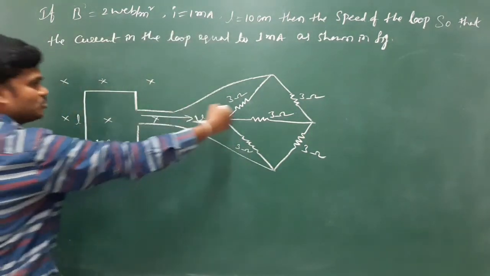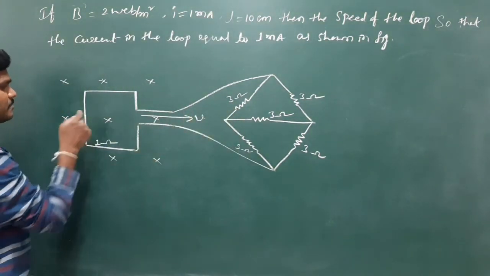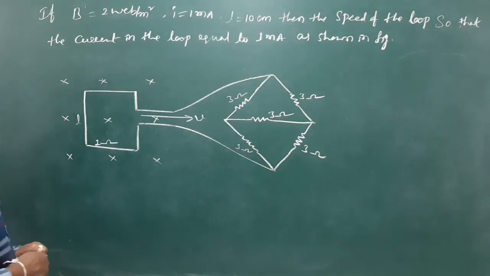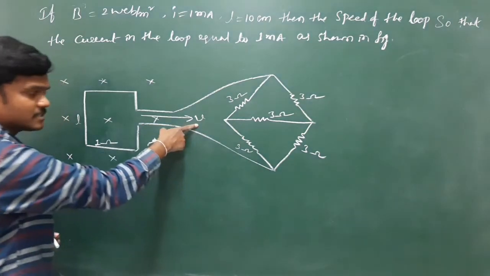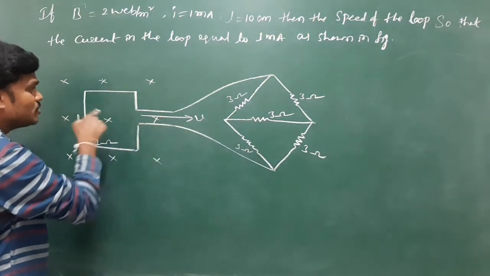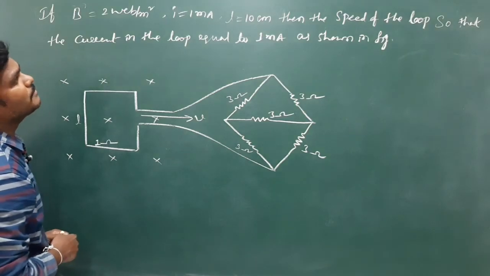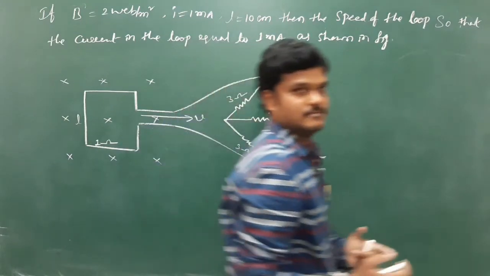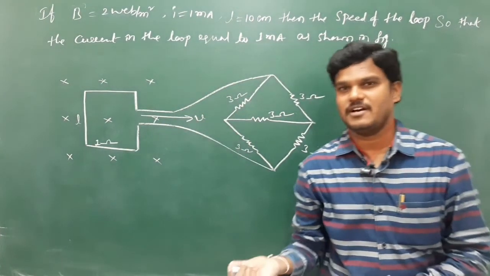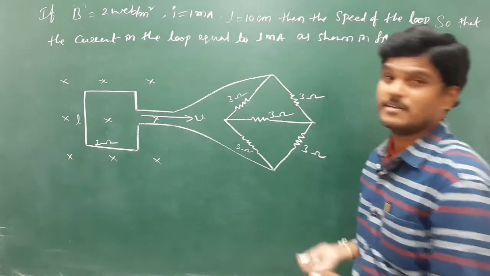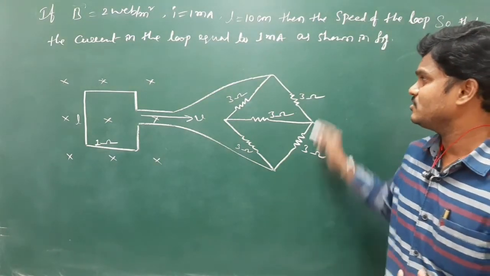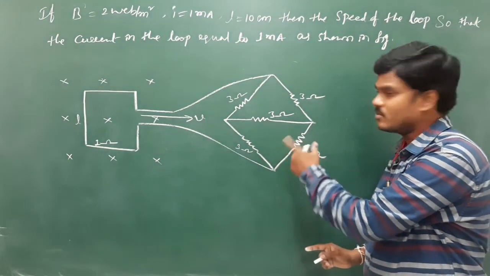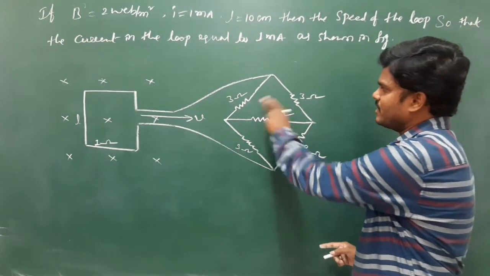See, once this loop moves with a speed v, then some EMF will be set up. But here our target is to find the speed of the loop. It must move at a certain speed so that the current in the loop is equivalent to 1 milliampere. That is possible by BLV, and the induced current I is equal to BLV by effective resistance. This looks like a Wheatstone network.